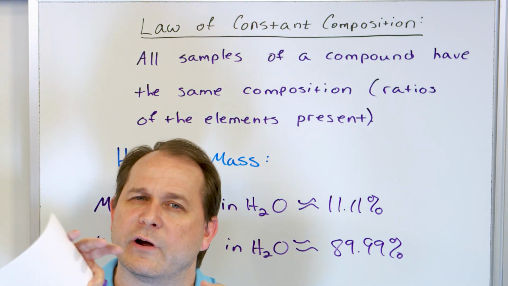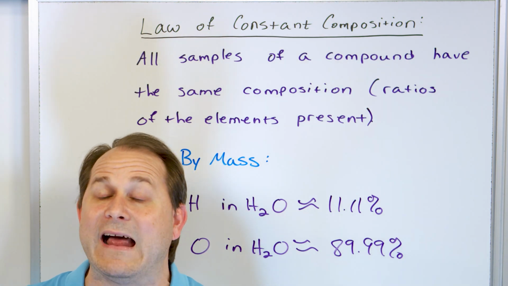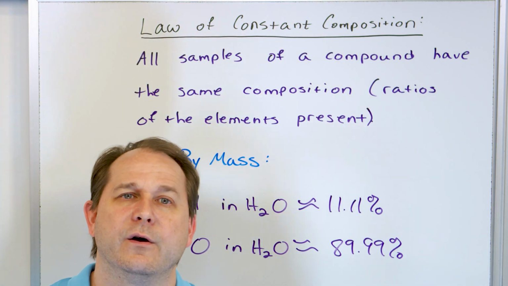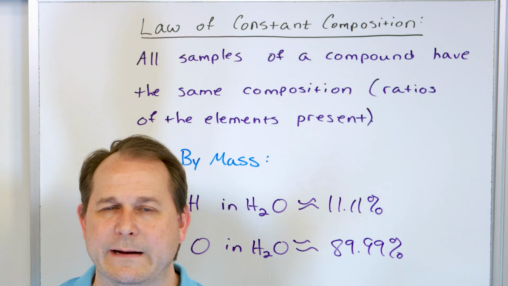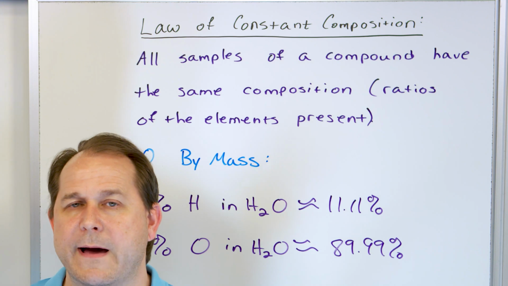So these atoms are combining in whole number ratios, which we now call molecules, but all of these atoms have different masses. And so constant composition, no matter how many samples you take, you're going to get the same ratios by mass or by the number of atoms, no matter where you look.